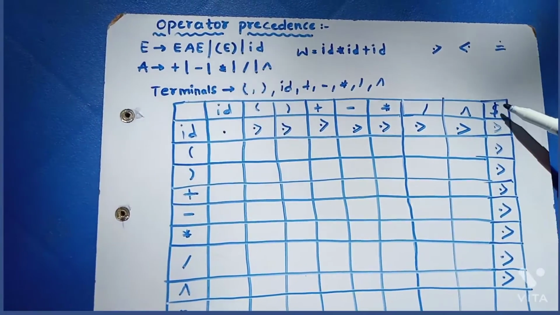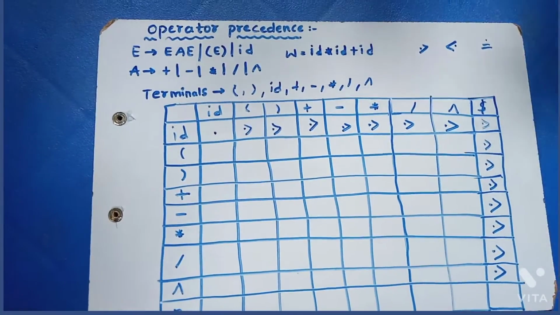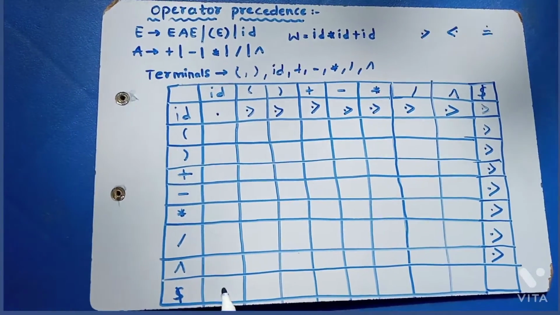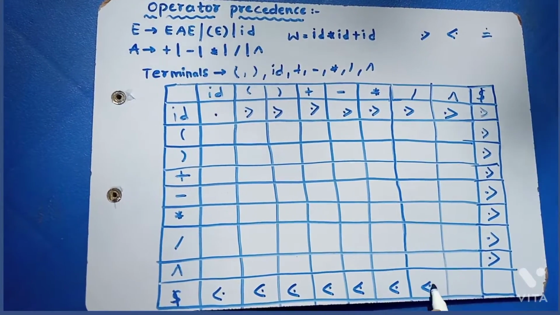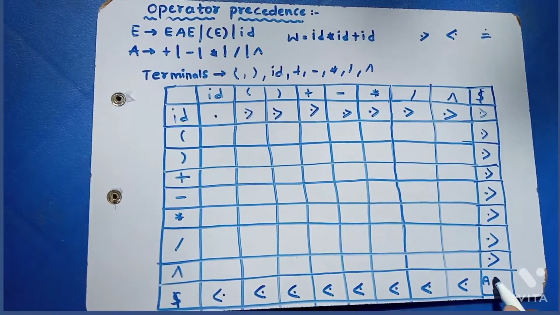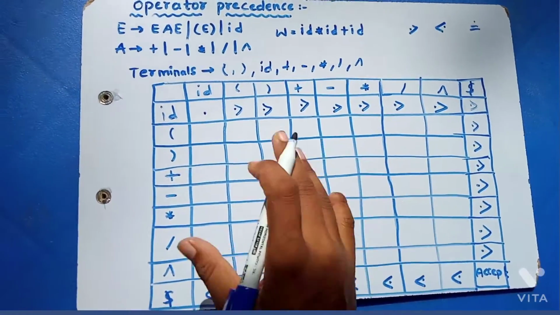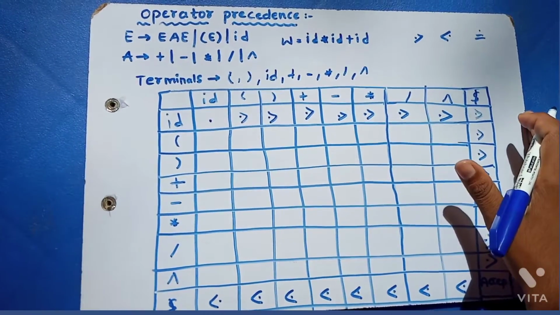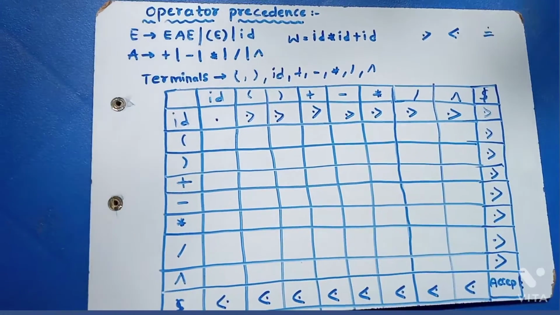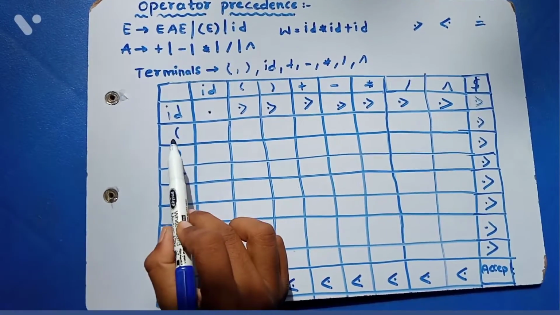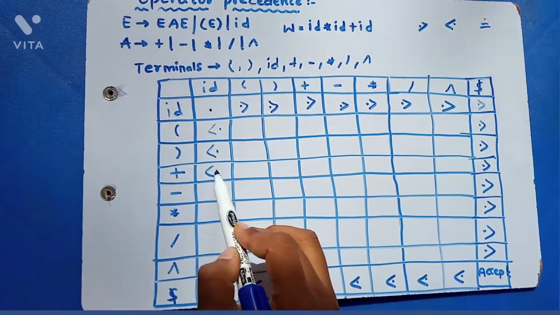And when compared to dollar, dollar has the least precedence compared to any operators. So you can write this one. Here you will get accept, and this is the same way for all the problems, because it's the highest precedence and this is the lowest precedence, right? Now let's see which one has the highest precedence and how to write it. When compared to this, ID has the highest precedence, right? So here also you can write this as greater.